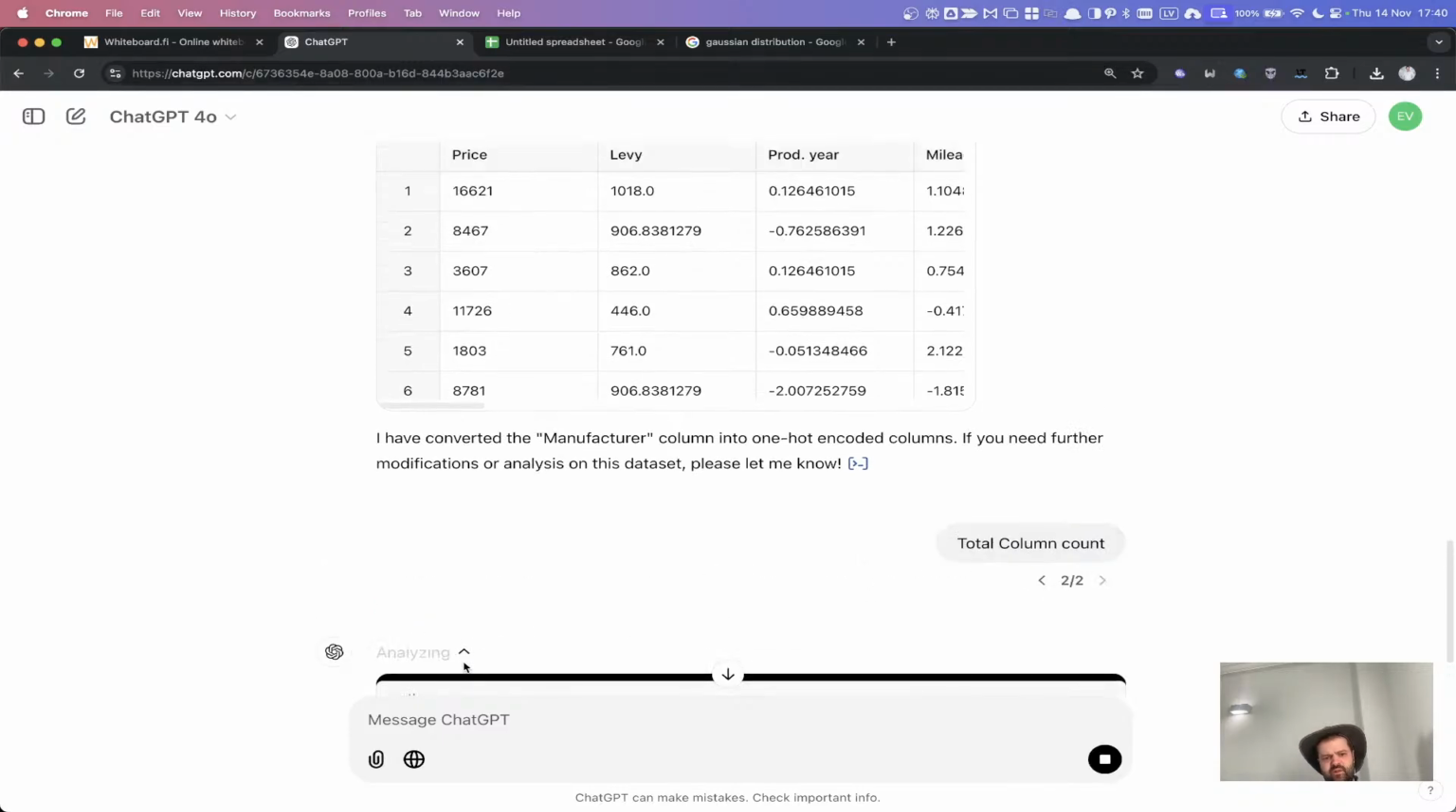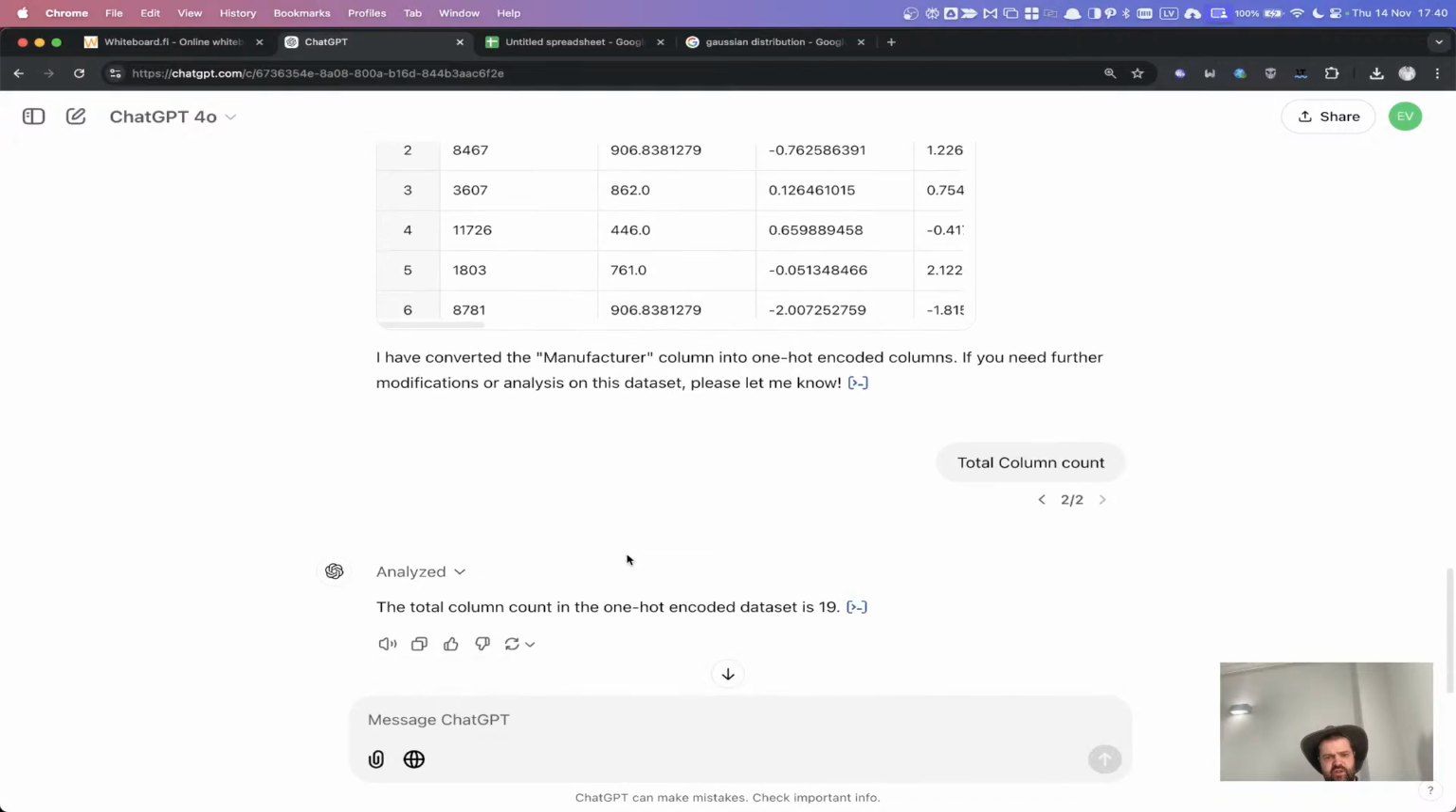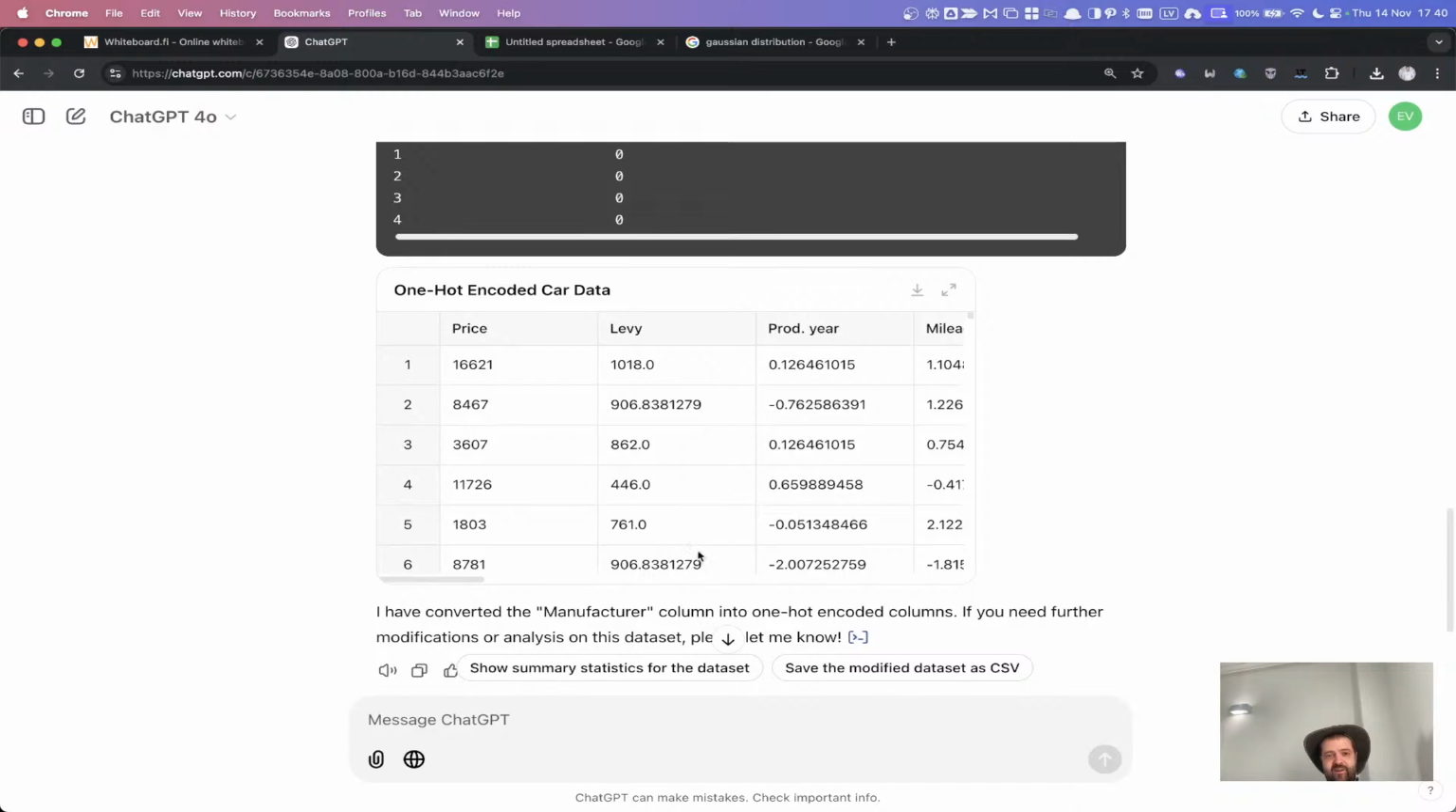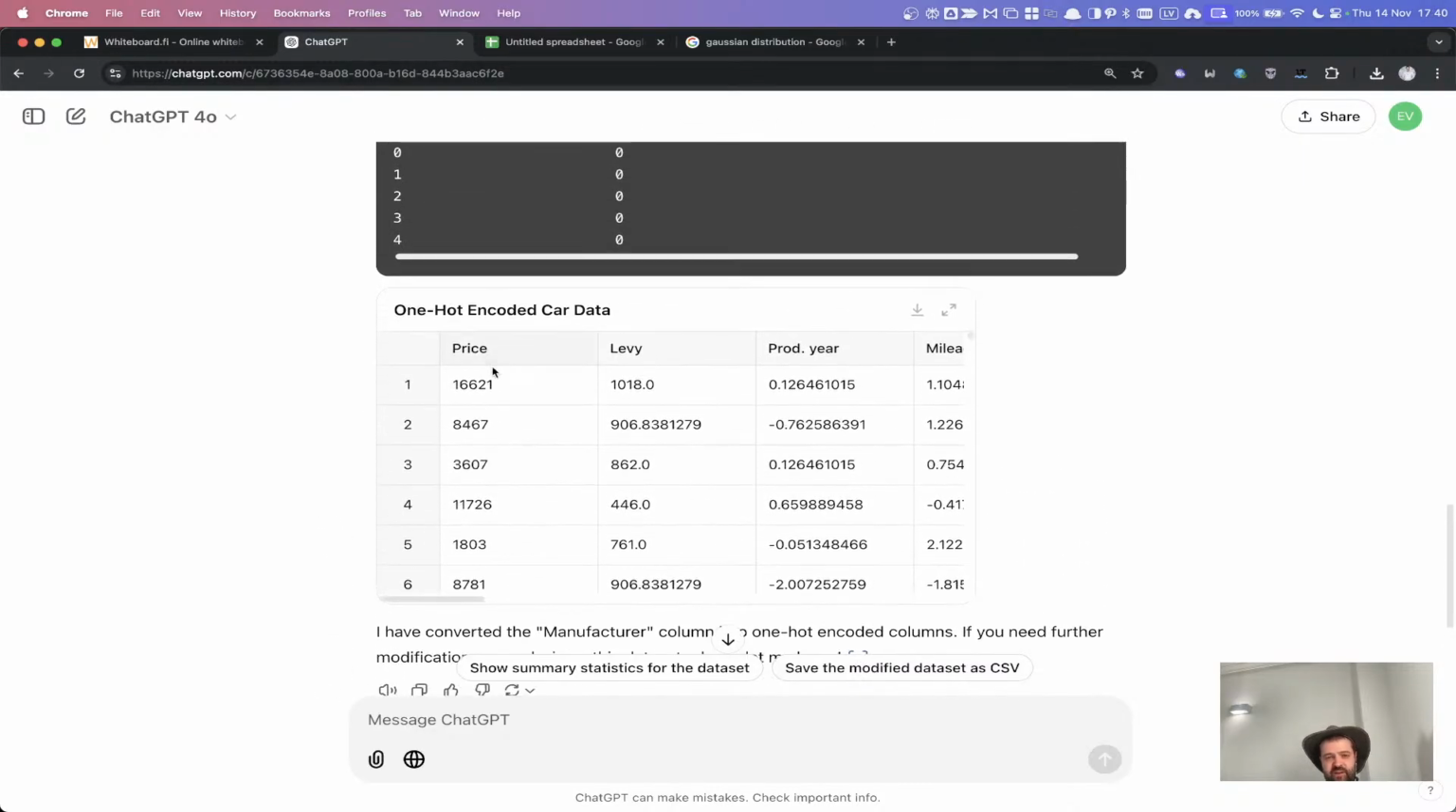Let's see the code. Yeah, it's the shape. So 19 dimensions. What I mean by 19 dimensions: if I would have just price and production year, just these two columns, it would be two-dimensional data, and then I can easily plot it using the scatter plot.